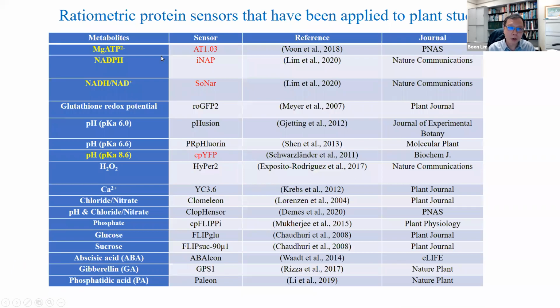Nowadays, there are many ratiometric sensors that can measure ATP, NADPH, or NADH, NAD ratio, or pH, or glutathione redox potential, calcium, chloride, nitrate, glucose, sucrose, or some plant hormones. And the ones in red are the sensors that are being used in my lab.